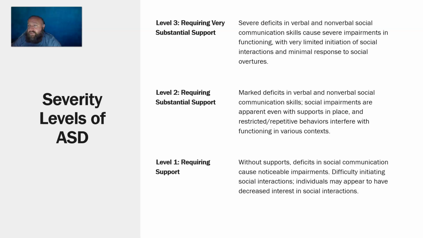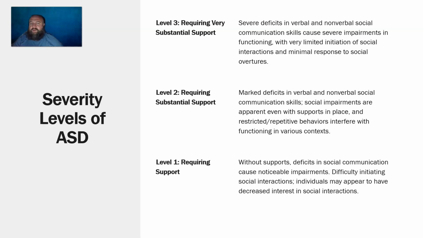Level 3 is the lowest of functioning levels. Oftentimes we refer to that as requiring very substantial support. So these children and adults oftentimes have very severe deficits in verbal and nonverbal social communication skills, cause severe impairments in functioning, with very limited initiation of social interactions and minimal response to social overtures. So oftentimes these are kids that really need intensive help in order to mitigate some of those deficits.